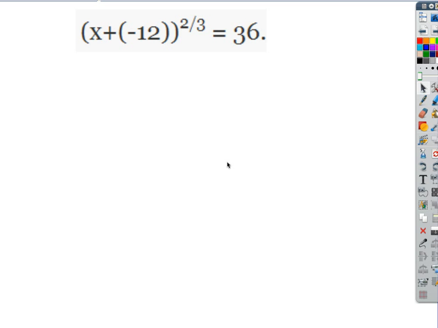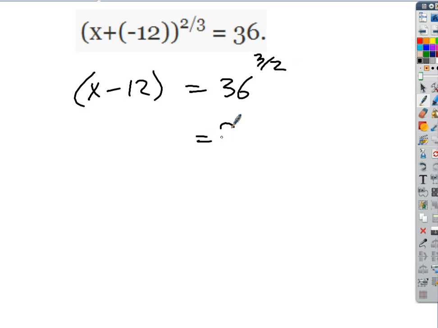Get rid of this. I can't add 12 yet because it's inside the... How do I undo that power? The reciprocal. Good. Take both sides to the reciprocal power, to the 3/2 power. So let's try that. I get x minus 12 equals 36 to the 3/2. Now, what number is that? Well, what's 36 to the 1/2? That's a square root, 6. Cubed, 216. So x minus 12 equals 216.